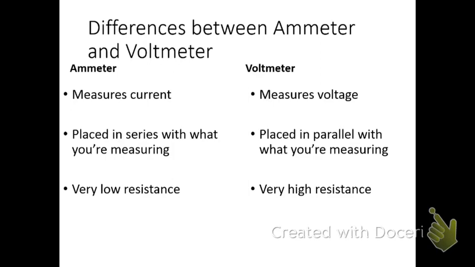Alternatively, if I want to measure voltage, I better have it set up in parallel with that resistor, because circuit components in parallel experience the same voltage drop. It has incredibly high resistance because I want to draw as little current as possible through my multimeter, leaving the circuit basically unchanged, as it was before I stuck the multimeter in there.